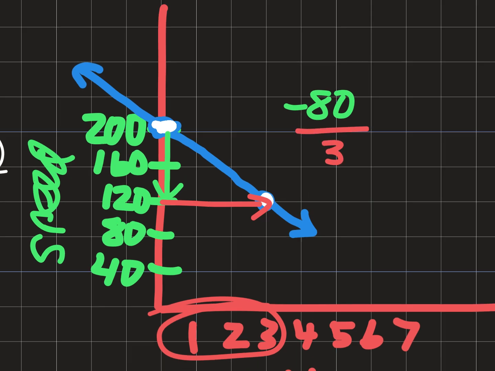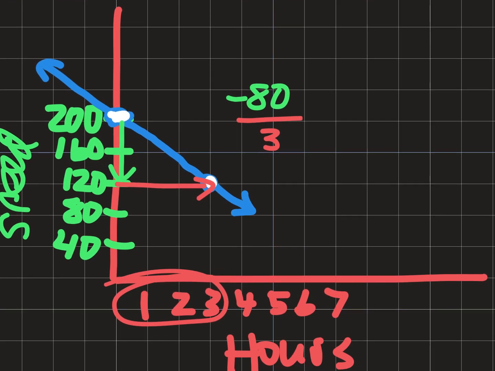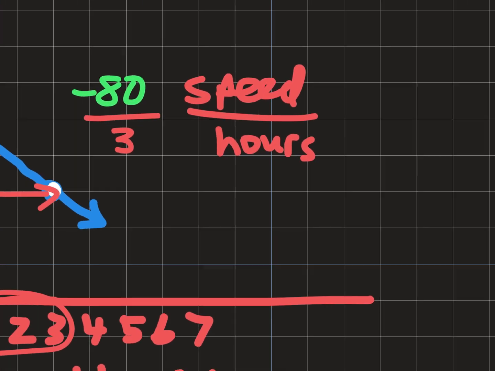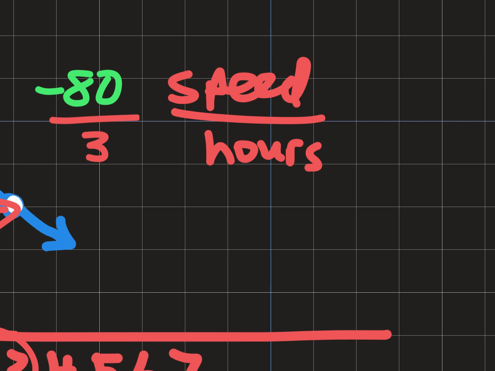And what were these? Chickens? No. 80 was speed. And this was hours. So if you had said that the storm slowed down 80 miles per hour over 3 hours, that's a rate. Now, if you could simplify this, I would, but I don't think 80 and 3 work out nice.